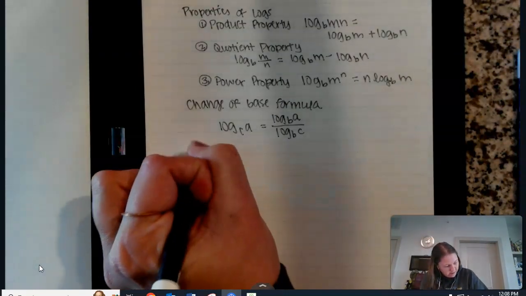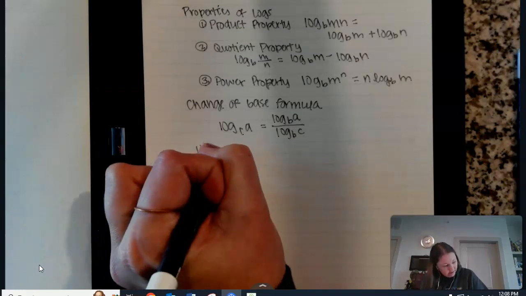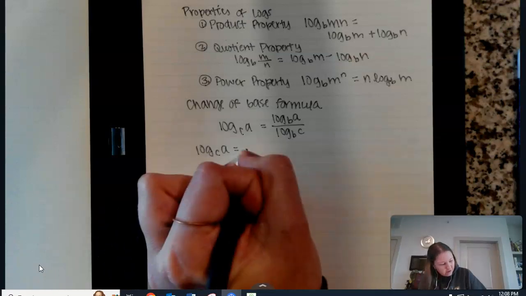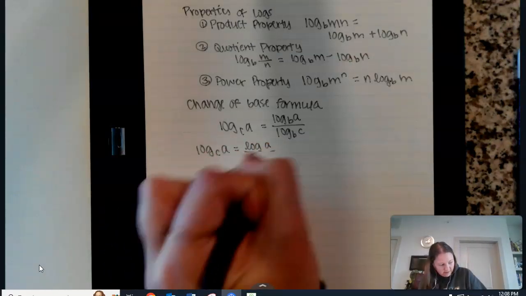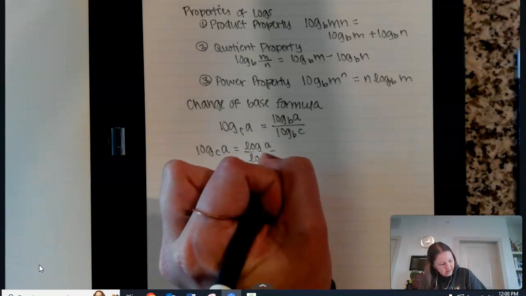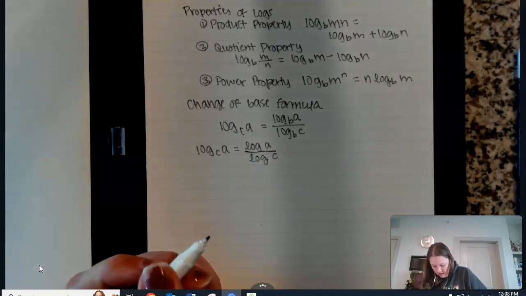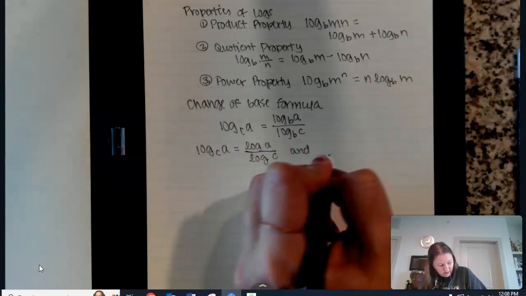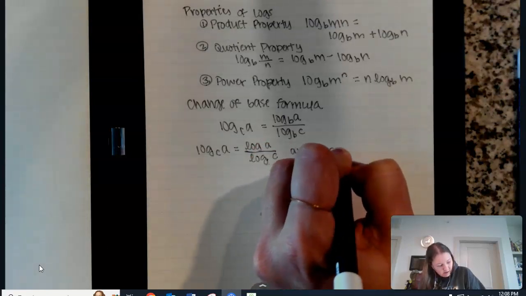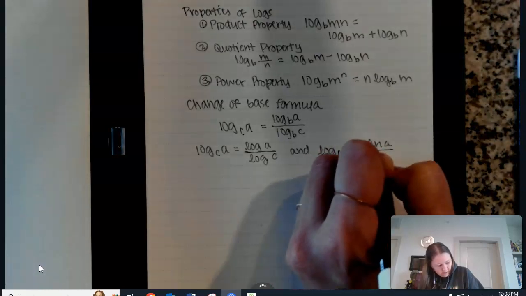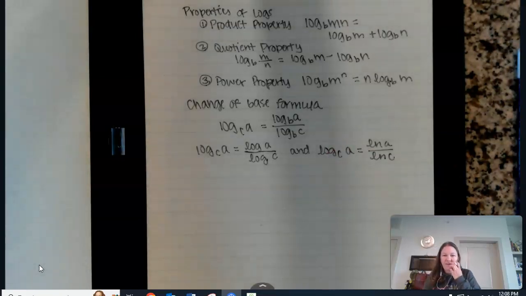So then there's just like this other piece to help you. So log base c of a could also just go straight into log of a, which means it's log base 10, and log of c. And log base c of a is equal to the natural log of a over the natural log of c.